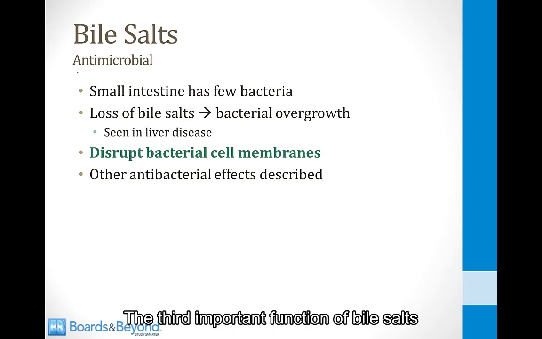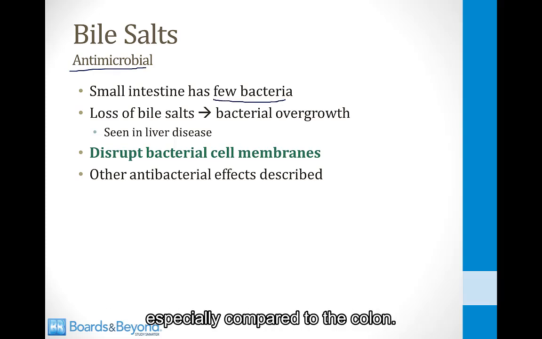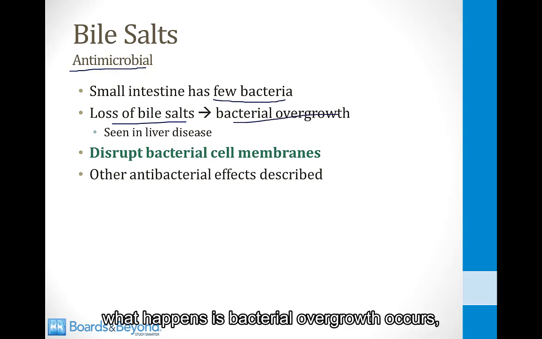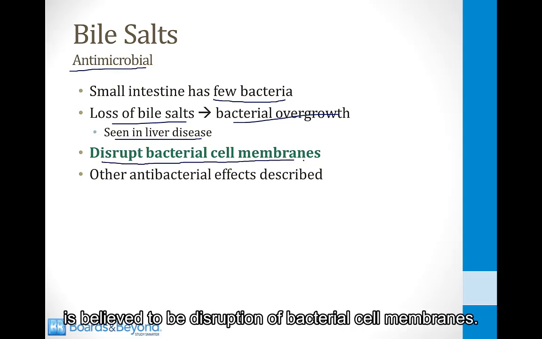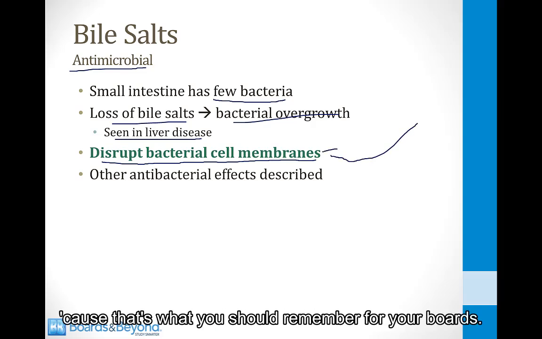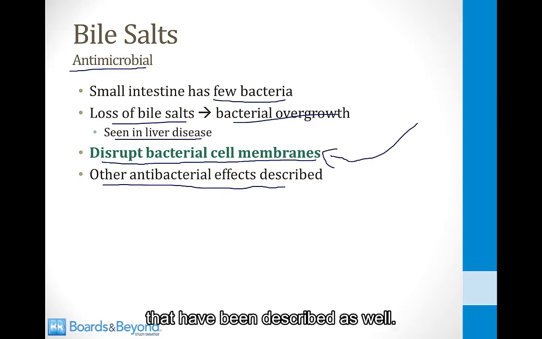The third important function of bile salts is to serve as an antimicrobial. The small intestine has relatively few bacteria, especially compared to the colon. And if you lose your bile salts, what happens is bacterial overgrowth occurs, and this is sometimes seen in patients who have liver disease. The mechanism by which bile salts prevent bacterial overgrowth is believed to be disruption of bacterial cell membranes. I bolded that here because that's what you should remember for your boards. There are other antibacterial effects that have been described as well.